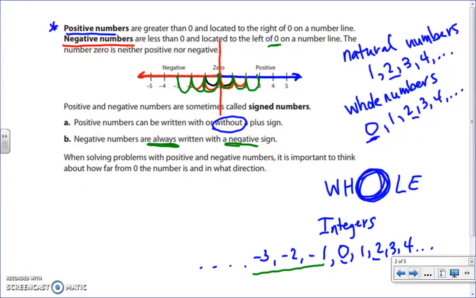When solving with a positive and negative number, it's important to think about how far from zero the number is and in which direction. That'll really help with your number sense, understanding how far away a number is from zero. So I know that 1 is 1 away from zero, and I know -1 is 1 away from zero. I know 5 is 5 spaces away from zero. I know -5 is 5 spaces away from zero, just in the other direction. So we call it negative.